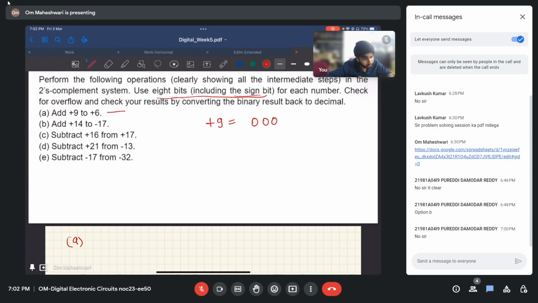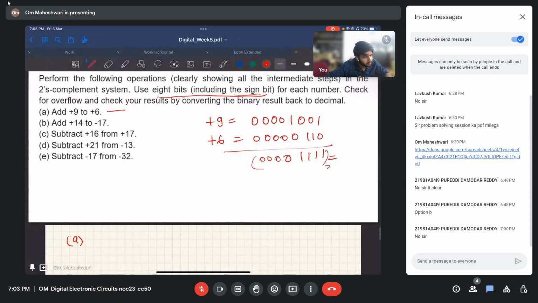Plus 9 is 0 0 0 0 1 0 0 1, plus 6 is 0 0 0 0 0 1 1 0. Add them, we get 0 0 0 1 1 1 1 1, and that is the answer. It is actually 15. Okay, this is the A part.